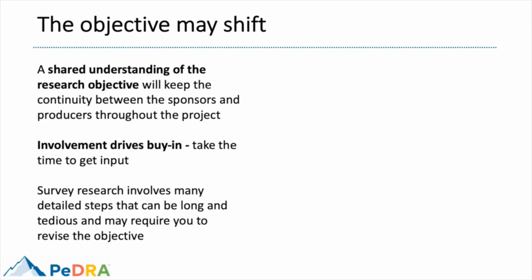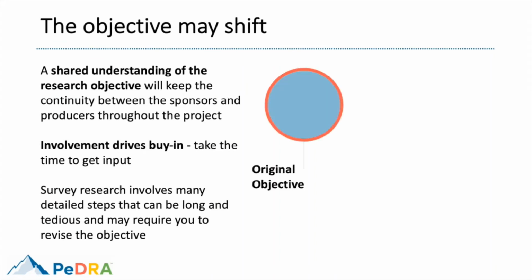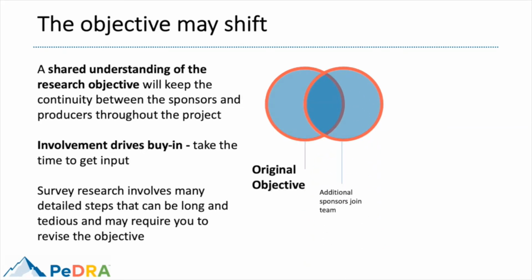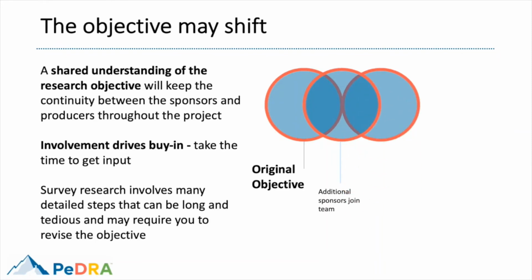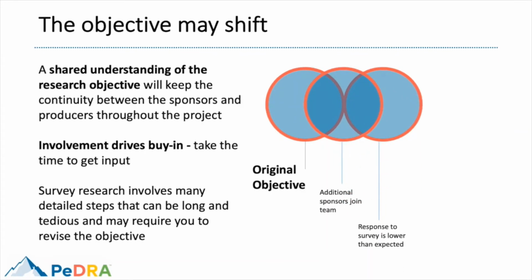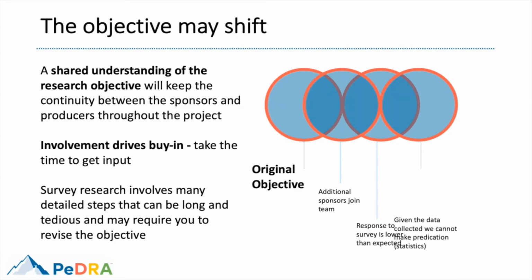Survey research involves many detailed steps that can be long and tedious and may require you to revise the objective over time. You may run into obstacles over the course of the project, such as adding additional sponsors or stakeholders that take your objective in another direction, or getting a lower than expected response rate to your survey, or collecting data that doesn't meet the statistical requirements to confidently lead to the conclusions you are hoping for.